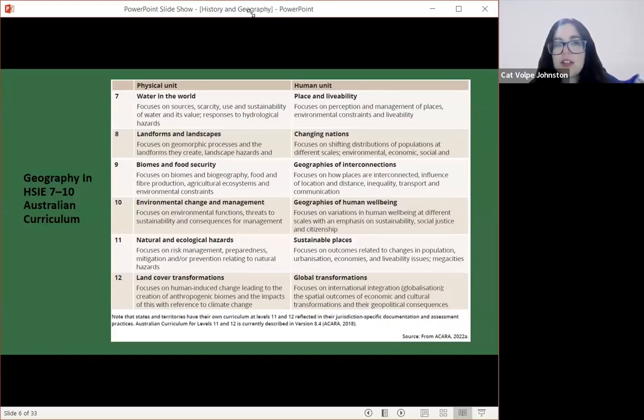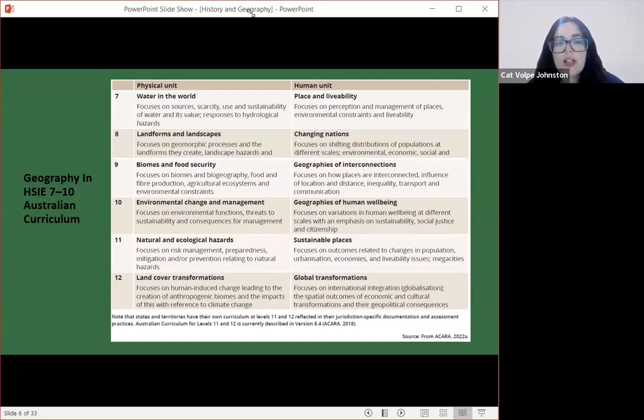Geographies of interconnections is the human geography focus in Year 9, where students are looking at how places are interconnected, the influence of location and distance, inequality, transport, infrastructure, and communication. In Year 10, students are looking at environmental change and management, looking at environmental functions, threats to sustainability, and the consequences for different management choices.